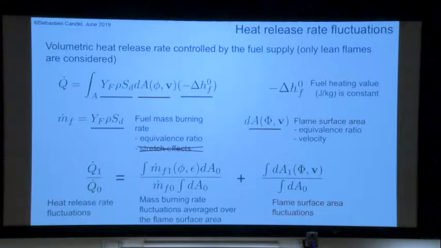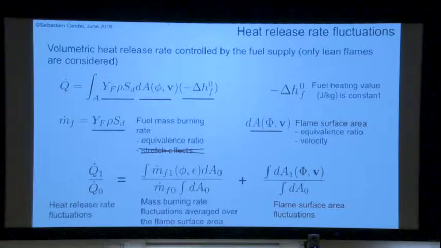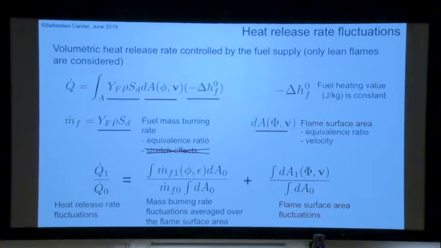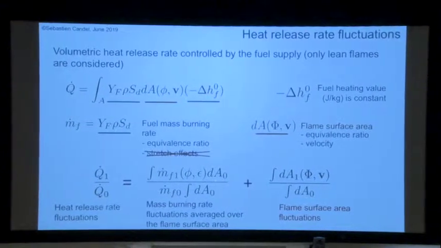If we want to look at these equivalence ratio changes, this time you have to, on one side, look at flame surface area fluctuations due to velocity, and on the other side, you have to look at what happens because the equivalence ratio is oscillating, and so you will have something like that. So the question is to get these two terms. One is related to the equivalence ratio fluctuations. The other one is related to the velocity fluctuations here.